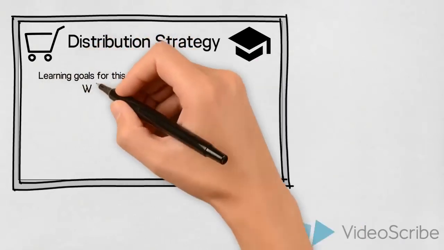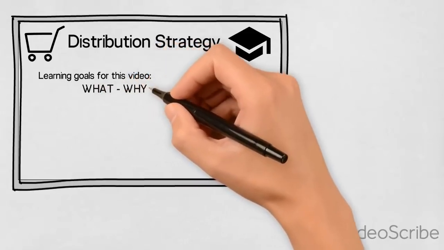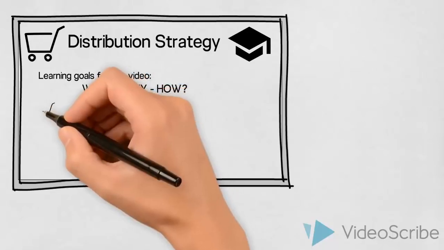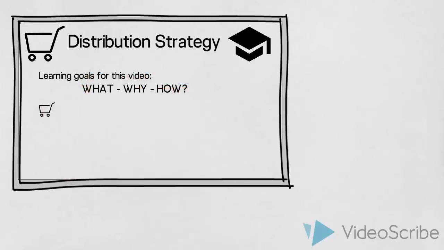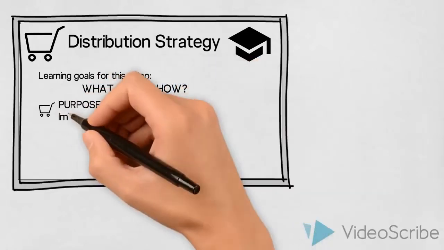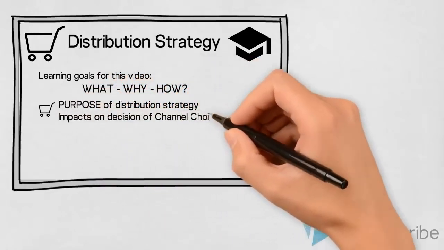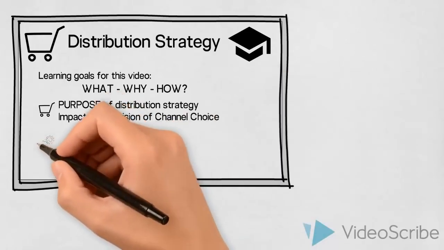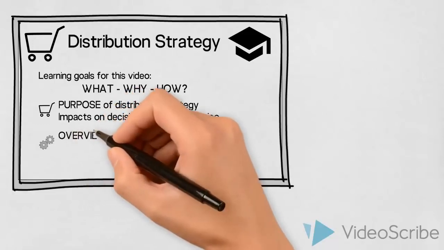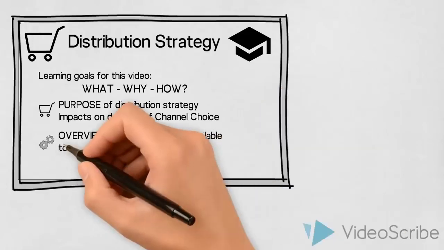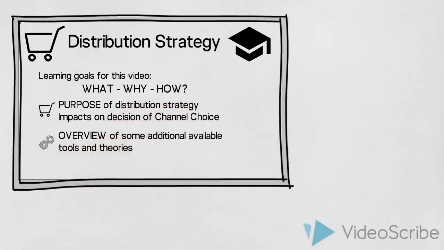The goal is to understand what distribution strategy is, why we need to know about it, and how we could go about using it. We will do this through establishing a general understanding of the actual purpose of distribution strategy and look at what might impact the success of our distribution channel choice. We will also provide an overview of some additional available tools and theories that we as marketers can use when determining the channel choice of a product or a service. So let's start.